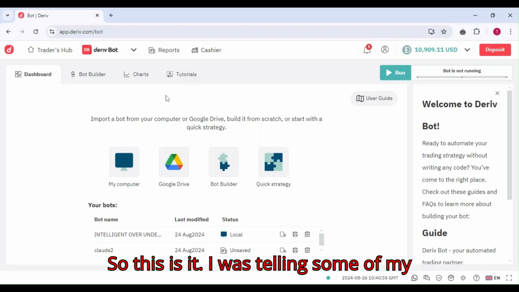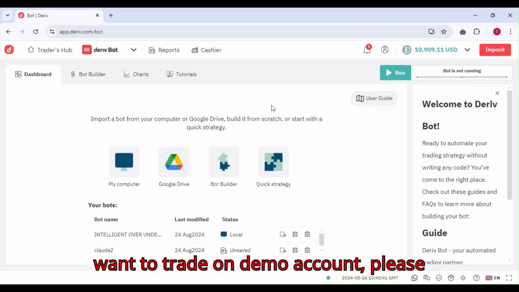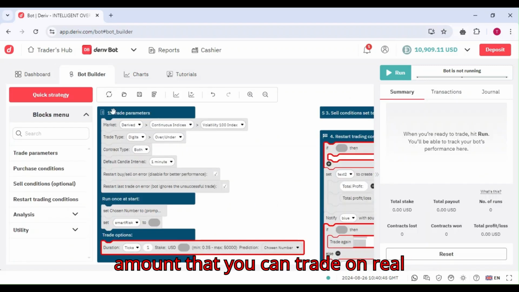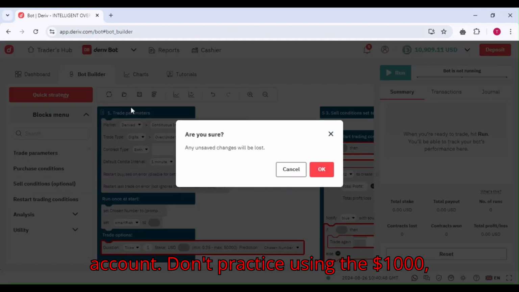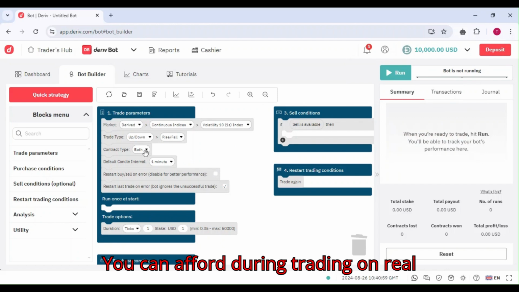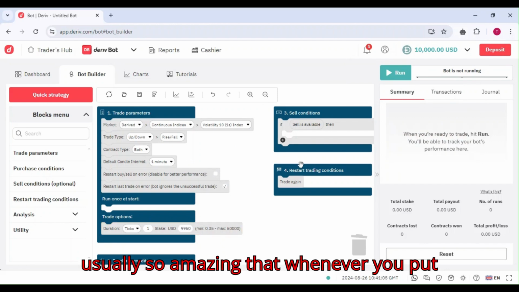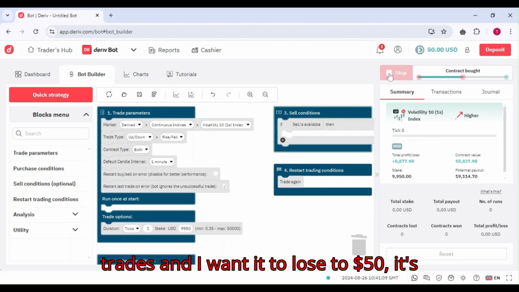So this is it. I was telling some of my clients and students that whenever you want to trade on a demo account, please input the amount that you can trade on a real account. Don't practice using $1,000, stop using $10,000, use the amount you can afford when trading on a real account. It's usually so amazing that whenever I put trades and want it to lose $50, it's winning.